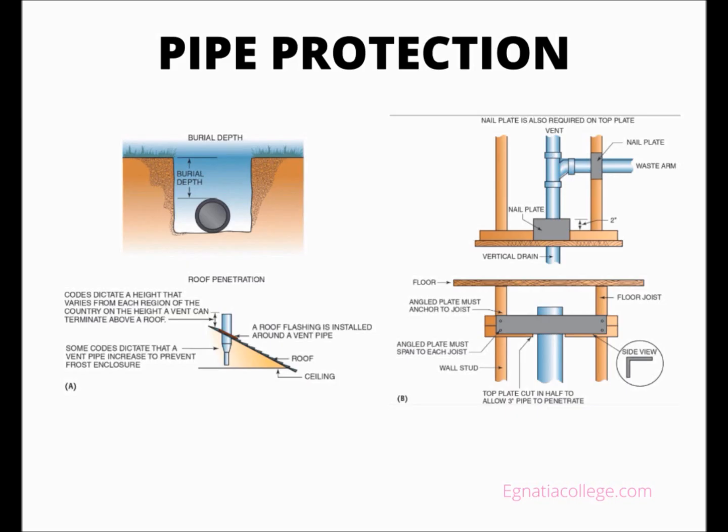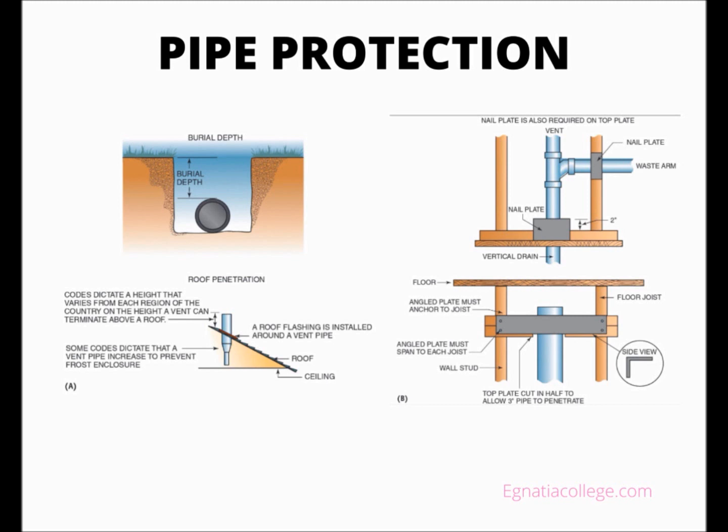A 3 inches pipe that penetrates the top plate of a 2x4 wall requires the top plate to be cut completely in half. Removing this top plate can weaken the wall, and an angled iron plate may be required by codes. The plate must be fastened to the wall studs on both sides of the cut area and to the floor or ceiling joists. Most codes dictate the burial depth of drainage piping.